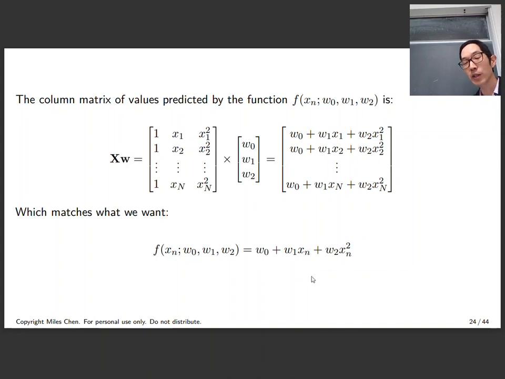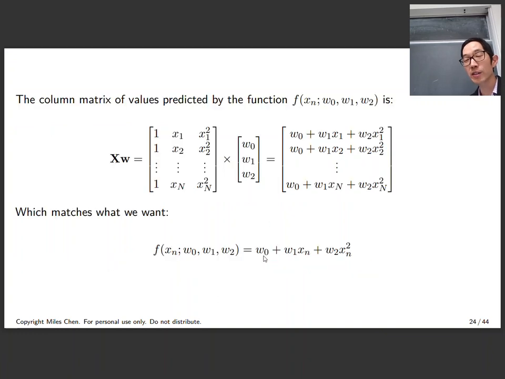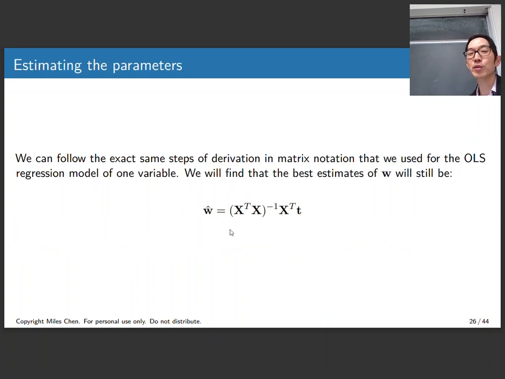This is my predicted value. And again, rather than having to solve a system of three equations for three partial derivatives, I just leave it in matrix notation. My loss function is going to be exactly what we had before, T minus XW transpose, T minus XW. And going through the same process, we end up with the exact same result, where my predicted value is going to be X transpose X inverse X transpose T.